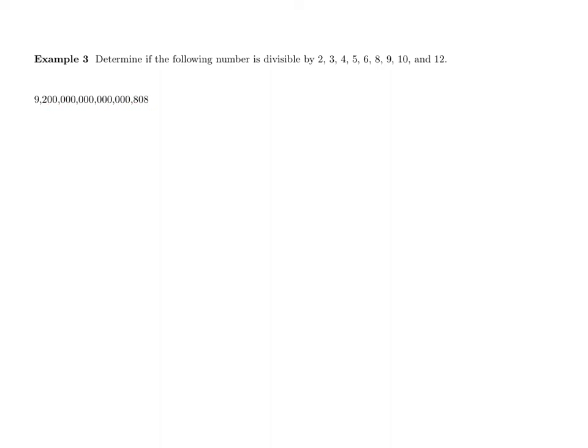So first, does 2 divide this number? And for shorthand, I'll just put 2 with a question mark after it. Does 2 divide this value? And the answer is yes. And that's because this number ends in 8, and 8 is even. No other work to show.